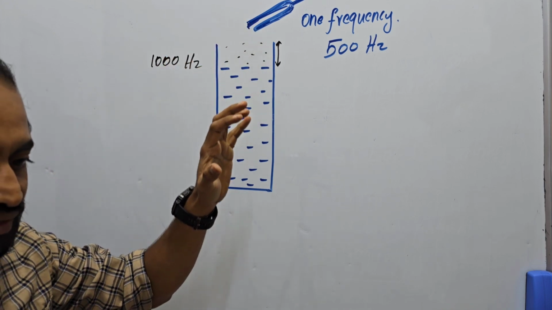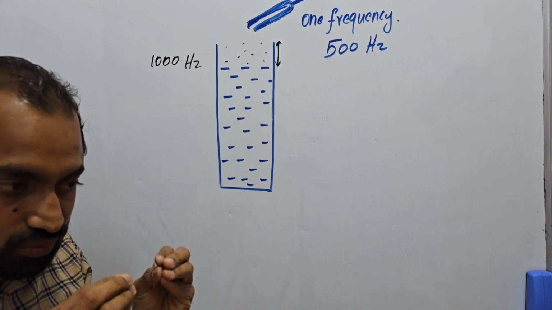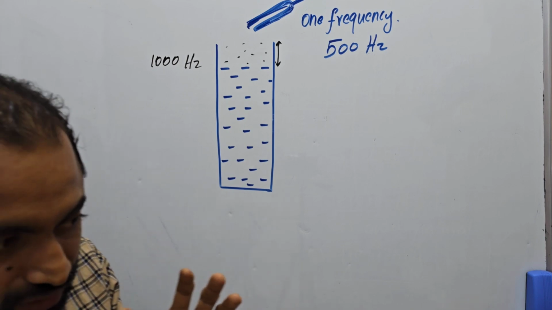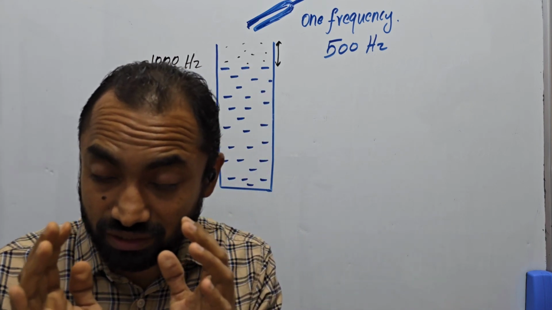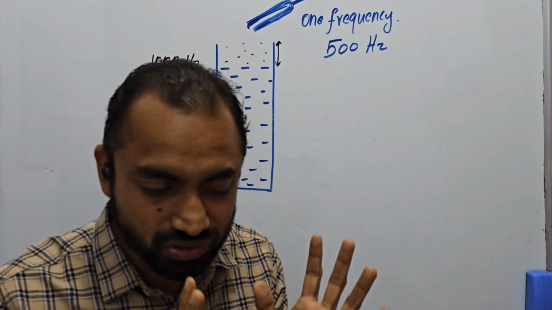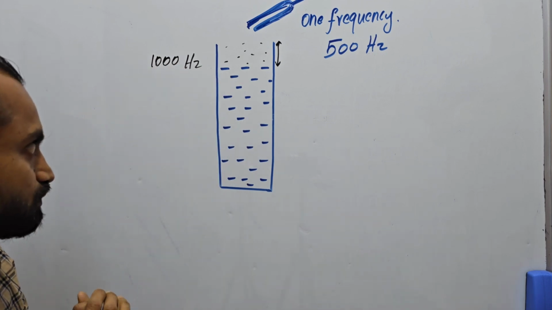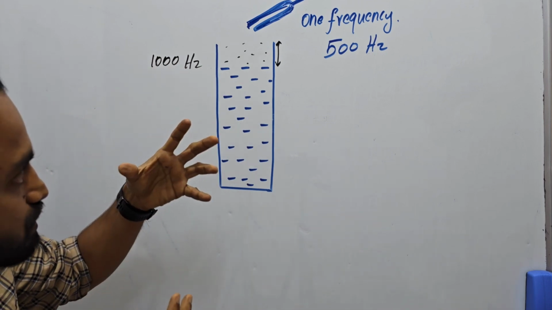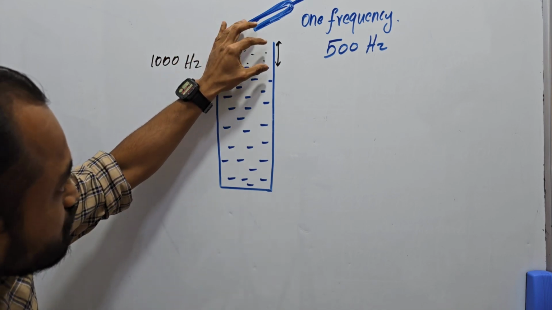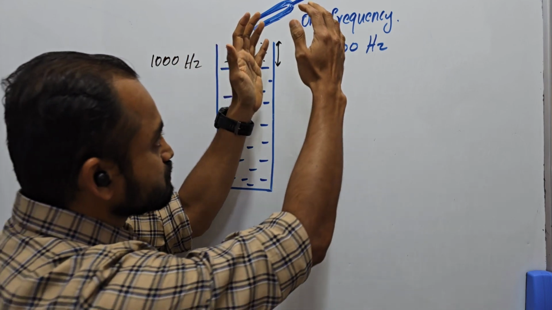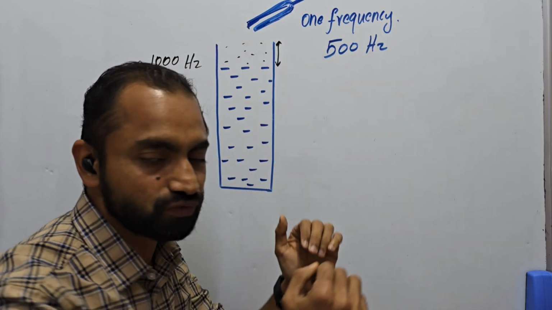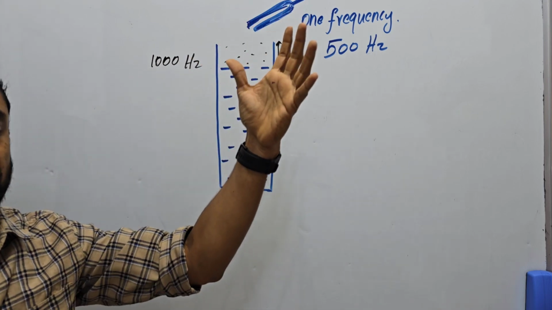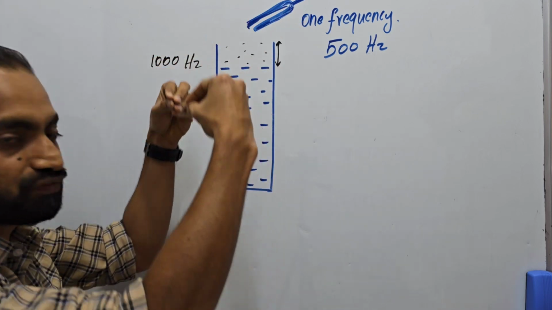So when there is a sound, the air near that sound will vibrate, right? Air near the sound will vibrate. So my question is, will this air make the sound produced by the tuning fork louder? Will the air amplify the sound?